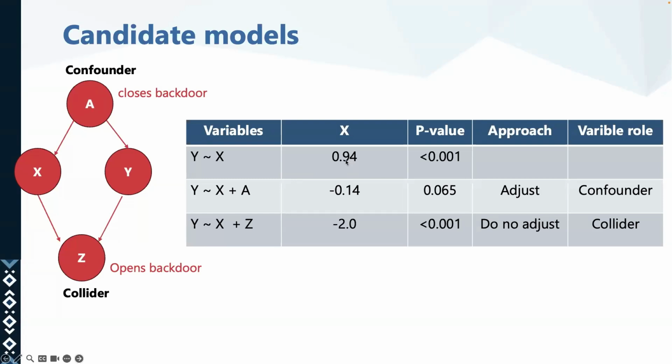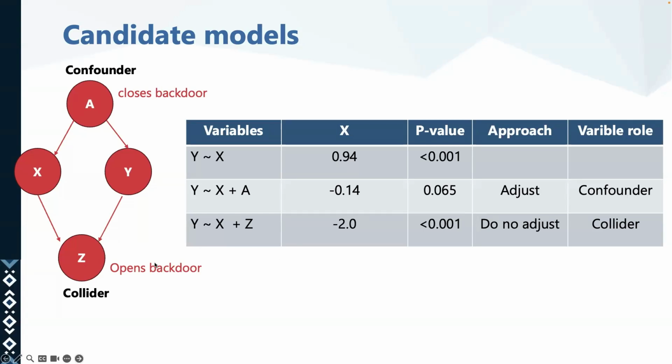So a 1 unit increase in X is almost equivalent to a unit increase in Y. Of course, that is a spurious correlation. But now when I close the back door, you see the coefficient of X becomes negative, and it is not significant because the 95% confidence interval includes 0, which means it's not significant. And therefore you have to control for the confounder here.